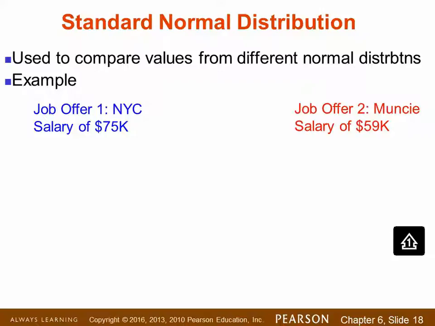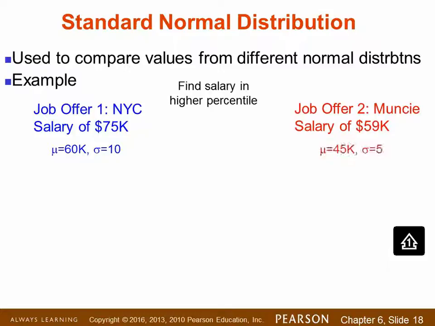What we want to find out is what income puts us in the higher percentile, right? If I'm in the 99th percentile in Muncie, that means only 1% of the people have more money. I'm living really well, right? If I'm in the 70th percentile here, I can't buy as much, right? So it's the percentile that's really important here. It's what we want to focus on. We want to find out what salary is in the higher percentile. And let's suppose we find out this is normally distributed. The mean is 60, standard deviation is 10, and the mean here is 45, standard deviation is 5.